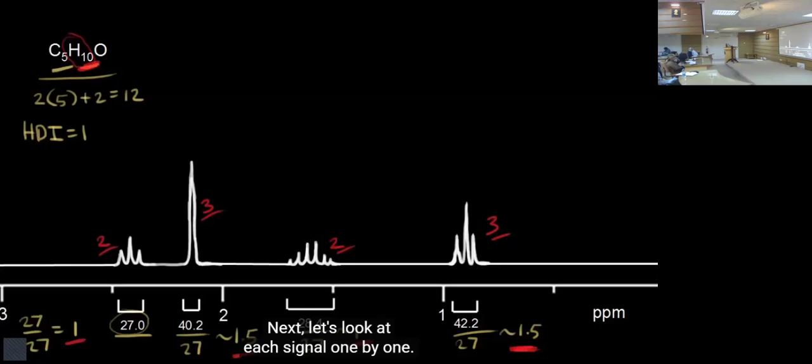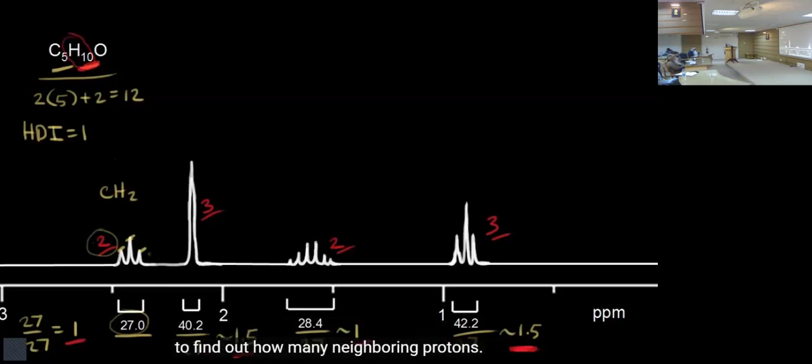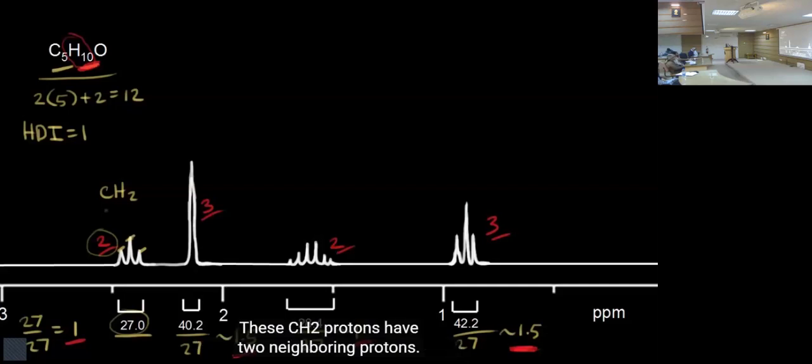Next, let's look at each signal one by one. We'll start with this signal. We have a CH2, since we have 2 protons. How many neighboring protons do those CH2 protons have? We can figure that out by the number of peaks on the signal. This signal here has 1, 2, 3 peaks. With the n+1 rule, if you have n neighbors, you get n+1 peaks. So if we have 3 peaks, we subtract 1 to find the number of neighboring protons. 3 minus 1 is equal to 2. So these CH2 protons have 2 neighboring protons.